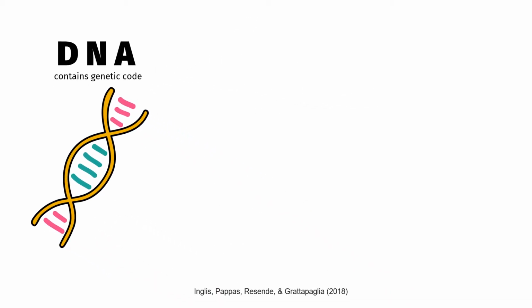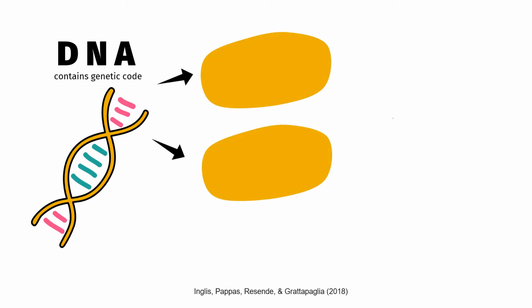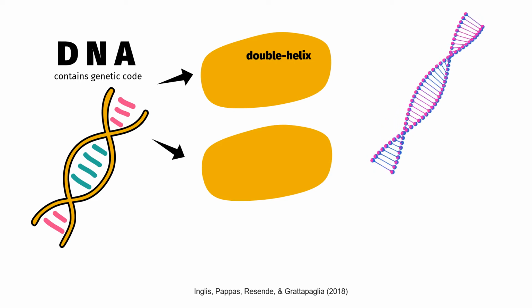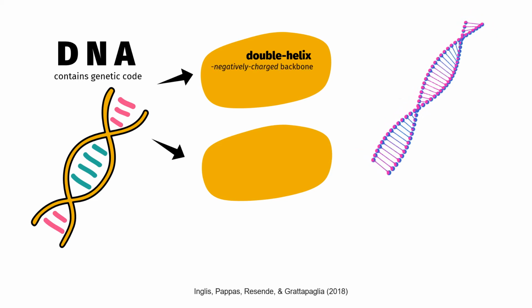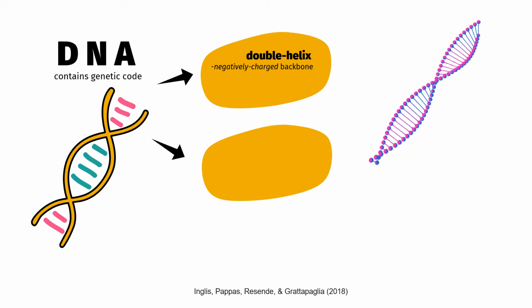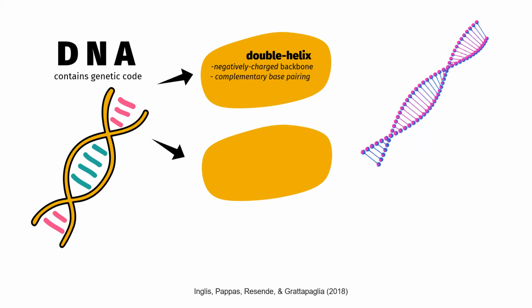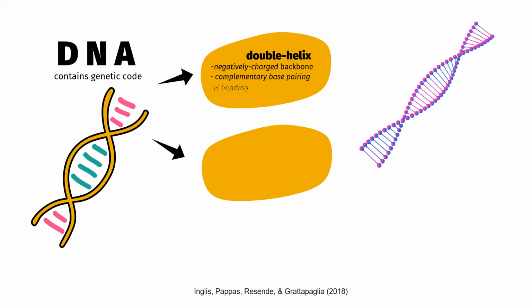In living organisms, DNA exists as a double-stranded molecule intertwined in a double helix shape, with its negatively charged backbone composed of sugar and phosphate groups, while each base in one strand pairs with a complementary base on the opposite strand through hydrogen bonding.